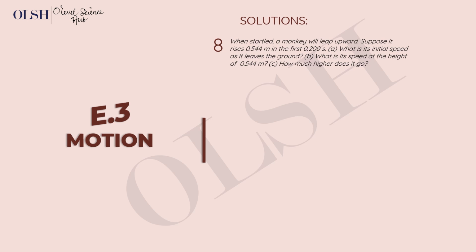Now they're asking, what is its initial speed? That's the first question. So we have distance, and we have the time for which it goes through that distance, and they're asking for speed. If we look through the formulas we have, it will be okay for us to use the formula h equal to ut plus or minus half gt squared. Here h equals ut minus half gt squared, because in this case the monkey leaps against the force of gravity, so the acceleration due to gravity here is negative.